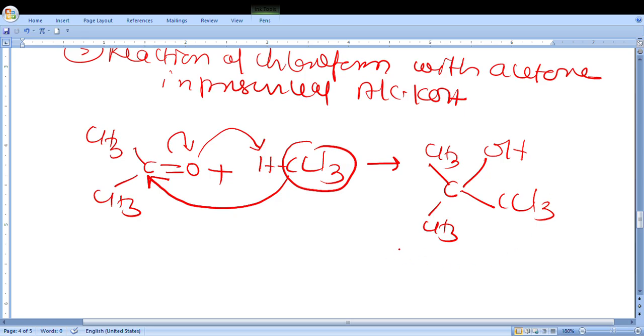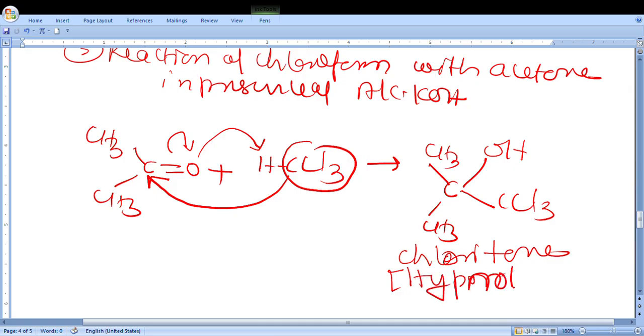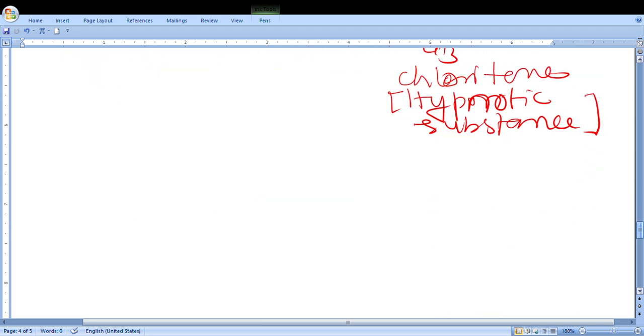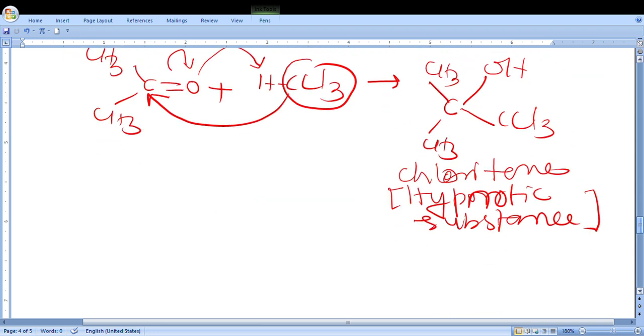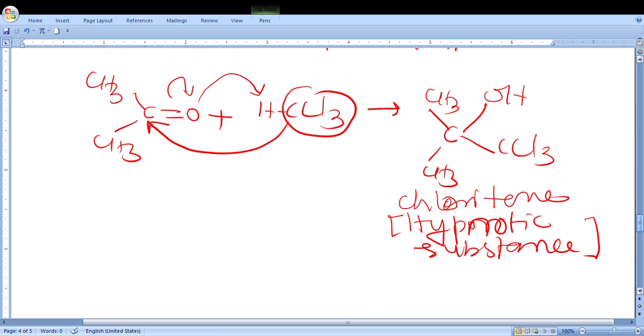This compound is called chloretone. Chloretone. It is a hypnotic substance. Hypnotic substance. That if somebody smells this compound, he or she will fall asleep, that you will see.